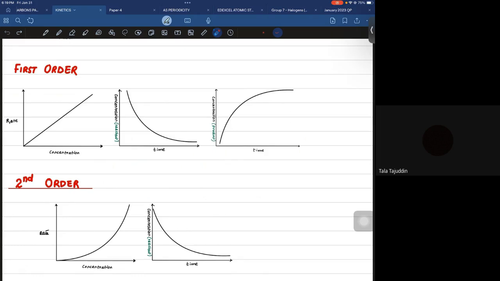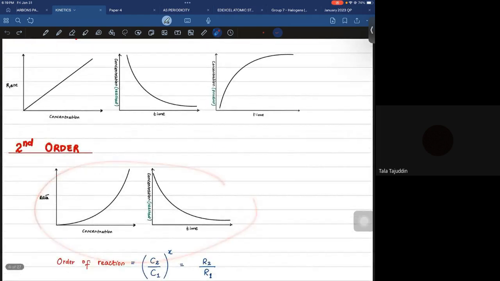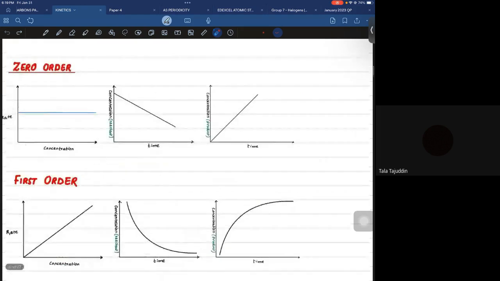And for a first order reaction, whenever you can see these three graphs, you can decide that these are the graphs for the zero order reaction. And if you can see these two curves, you can consider that it's for the second order reaction. So you have to memorize the shapes of the graphs. It would help you a lot, basically.